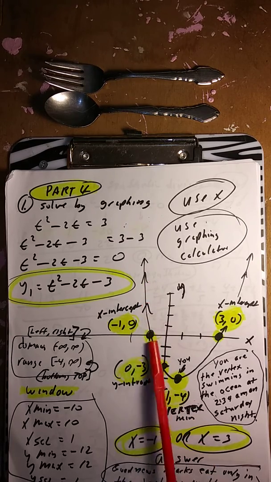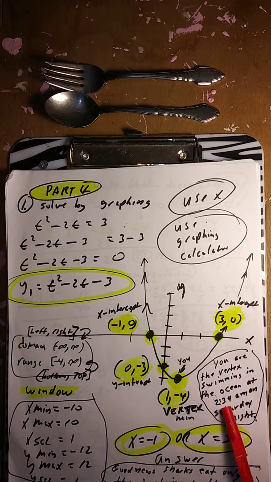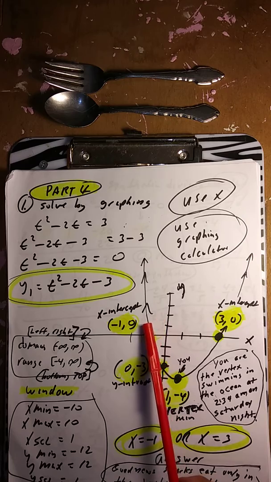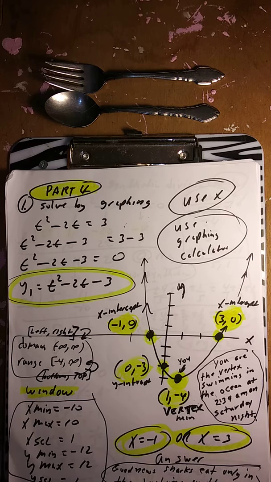So think of it like this: like you're in the ocean at night, late at night, swimming. You are the vertex swimming in the ocean at 2:34 a.m. on Saturday night by yourself. You go in the ocean and then you come back. Okay. Good news: sharks eat only in the daytime in the ocean.